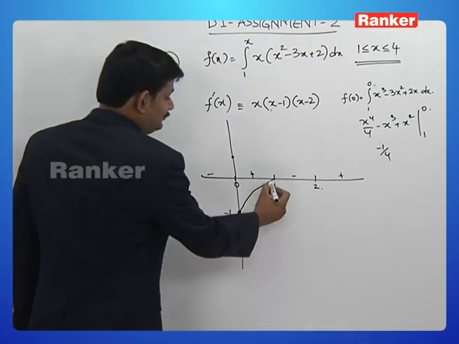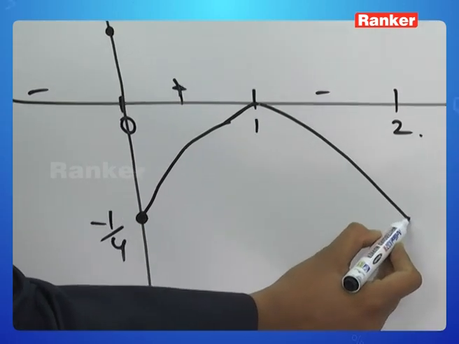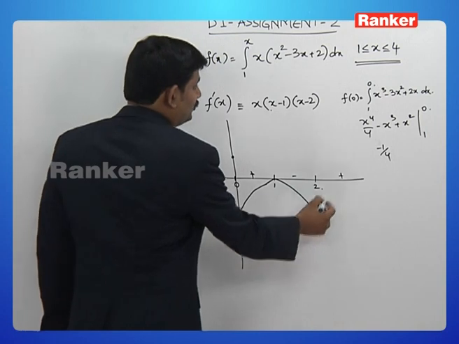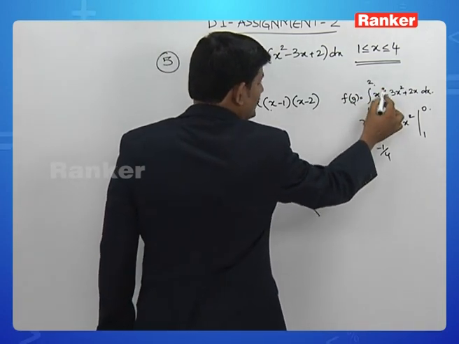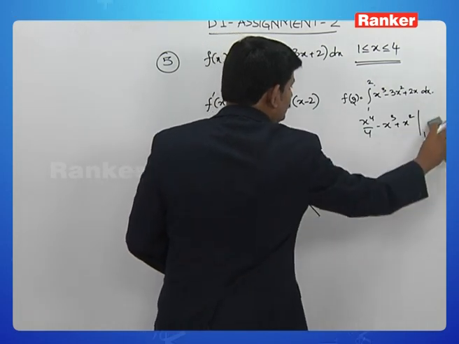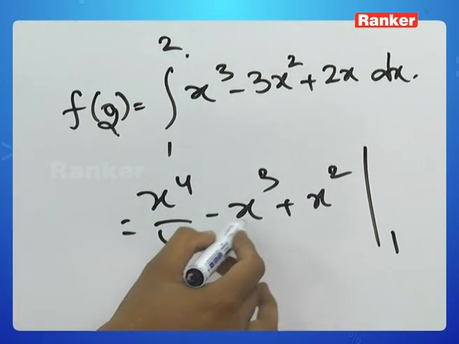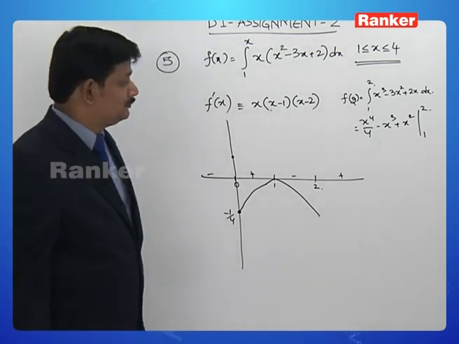And from here, the function decreases to become f of 2. F of 2 is integral 1 to 2 x cube minus 3x square plus 2x, whose integral is x power 4 by 4 minus x cube plus x square from 1 to 2.